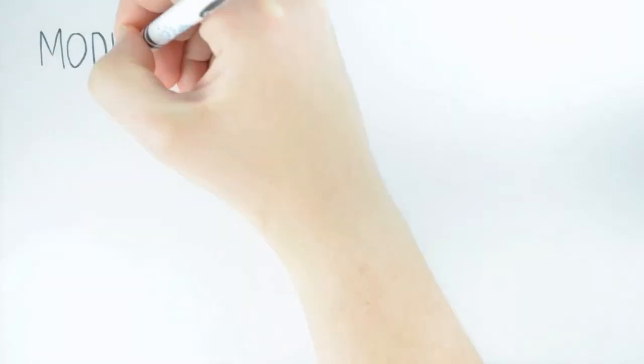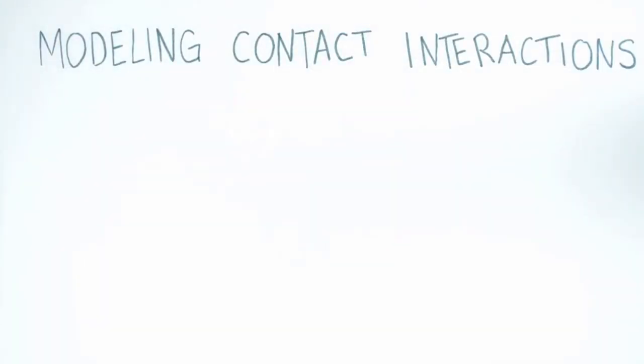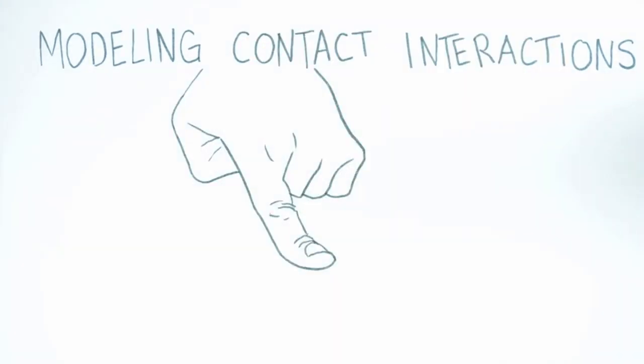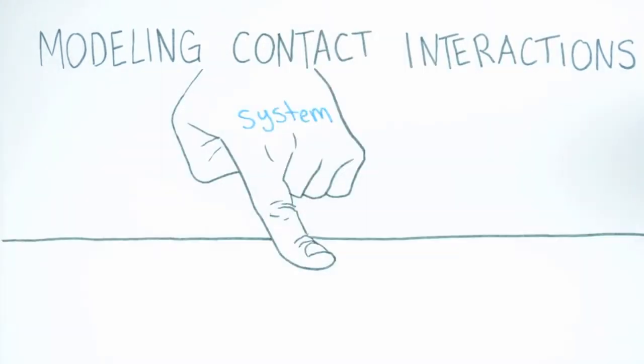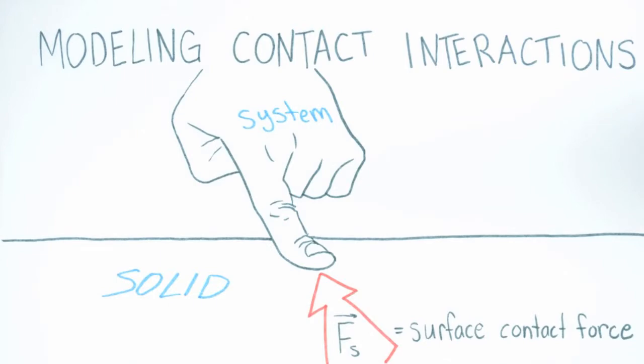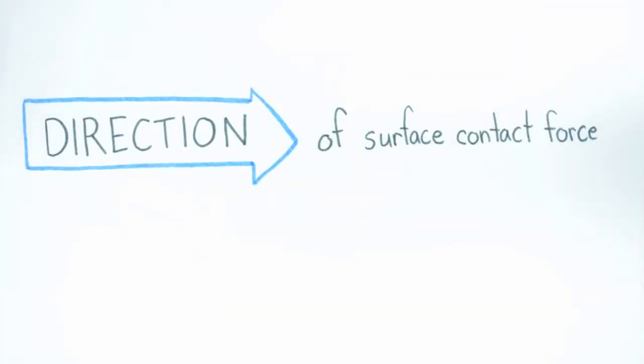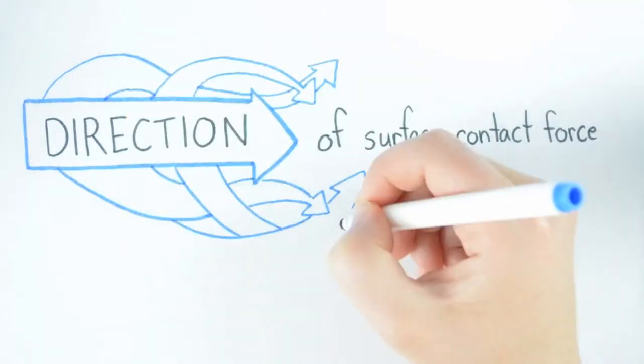Today we're continuing to expand our understanding of how to model interactions involving contact by considering the case where an object, which we'll consider as our system, is touching something solid in the surroundings. In general, as long as the surface of the solid remains in contact with our system, the solid exerts a force on our system. We'll call this force F sub s, the surface contact force. Let's first discuss the direction of the surface contact force. This is a subtle issue because there are lots of possibilities here.